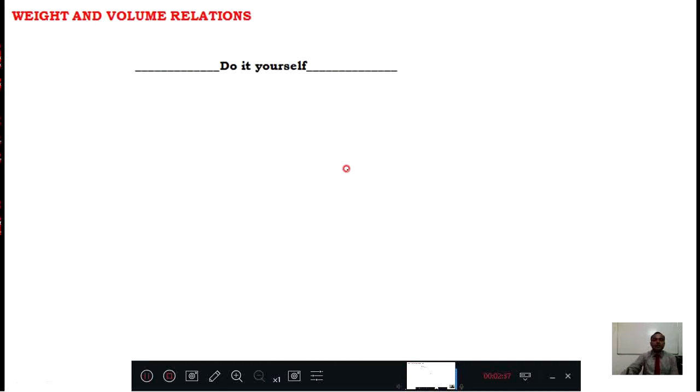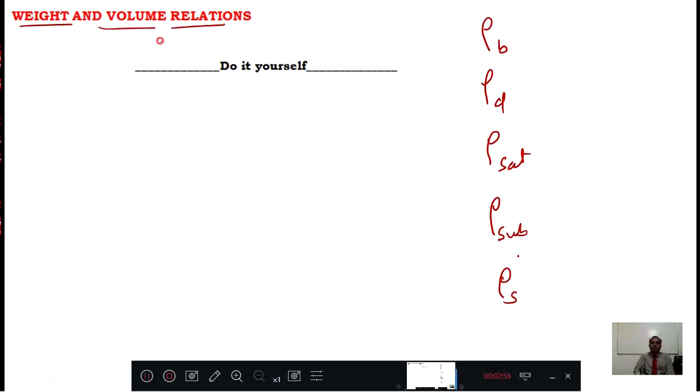Now till now we studied bulk density, dry density, saturated density, submerged density and density of solids. These are the things we studied. And here the heading is weight and volume relation. Weight and volume relation is called unit weight. Unit weight is denoted by gamma.